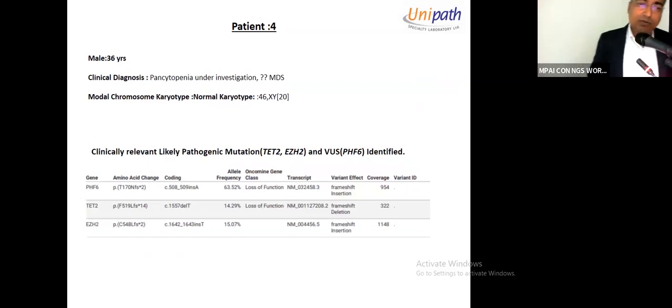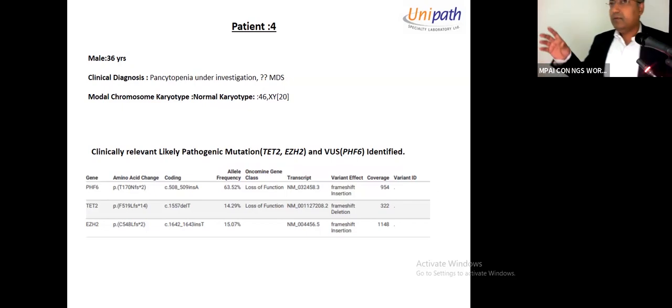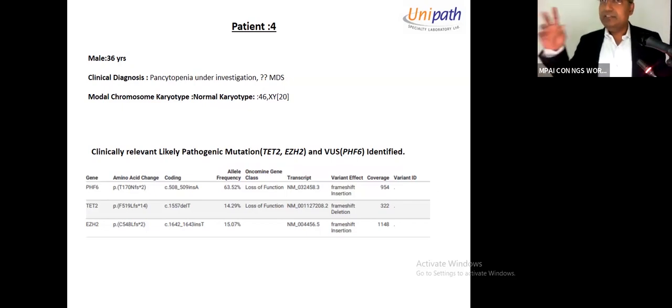Another case of a 36-year-old with MDS having PHF6, TET2, EZH2 mutations at various variant allele frequencies. One important point to note: since we are sequencing, many times you will get cases where the variant allele fraction is around 10% or less than 10%. At that time, do not call it causal; you have to consider CHIP.